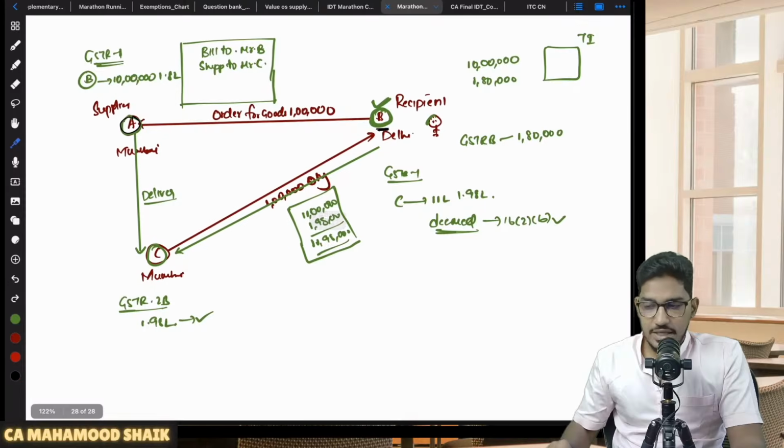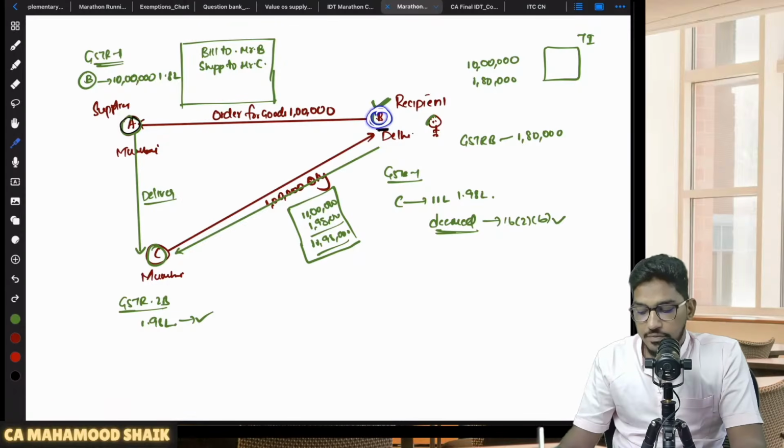So what they have told is, in case of bill to ship to transaction, it will be deemed that this person has received the goods. In case of bill to ship to transaction, this original buyer will be deemed to have received the goods and services. Even the same logic will apply for services also. It will be deemed that the third condition has been fulfilled, that is Section 16 subsection 2 clause B has been fulfilled, and he can claim the input tax credit of it.